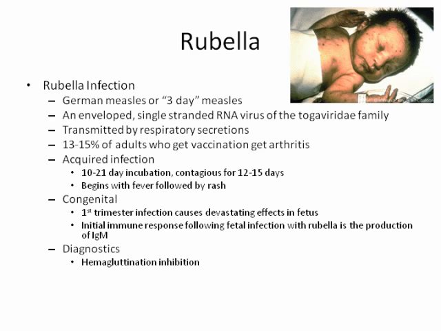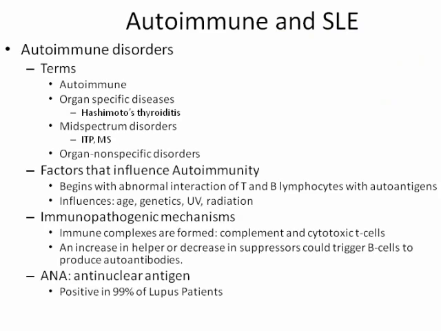The initial immune response following infection with rubella is the production of IgM. So if IgM is present, that means you're actively ill, just like every other disease. If you have the IgM, it usually means you're actively sick. You can do hemagglutination inhibition in some cases. There are immunoassays and such too.